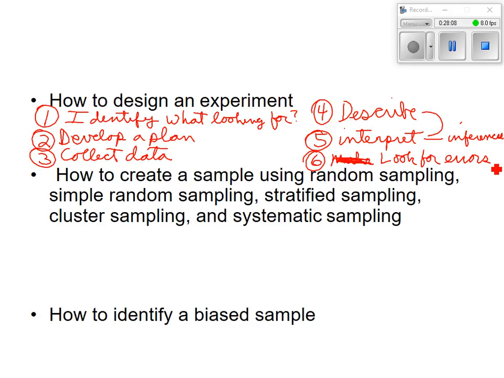I'm still on Blackboard. How to create a sample using random sampling, simple random sampling, stratified, cluster, systematic. Did I forget it on here too? I did, didn't I? How come I didn't put it on here? What's the one I'm missing? Convenience.